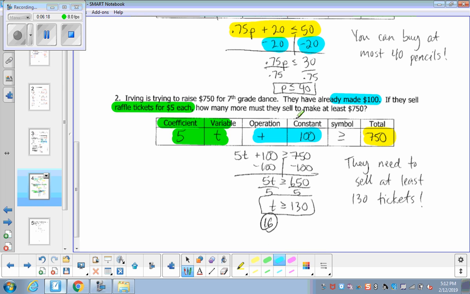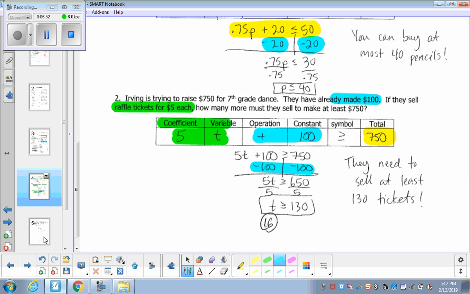So when we solve that inequality, first thing we're going to do is say, all right, we've already made $100, so we're going to subtract that. So if they were trying to raise $750 and already made $100, now they only need to raise $650. If they're going to be selling raffle tickets for $5 a ticket, when we divide both sides by the 5 here, we'll see that the number of tickets has to be more than or equal to 130. So they need to sell at least 130 tickets. And as long as they sell at least 130 tickets, they'll have made enough money.